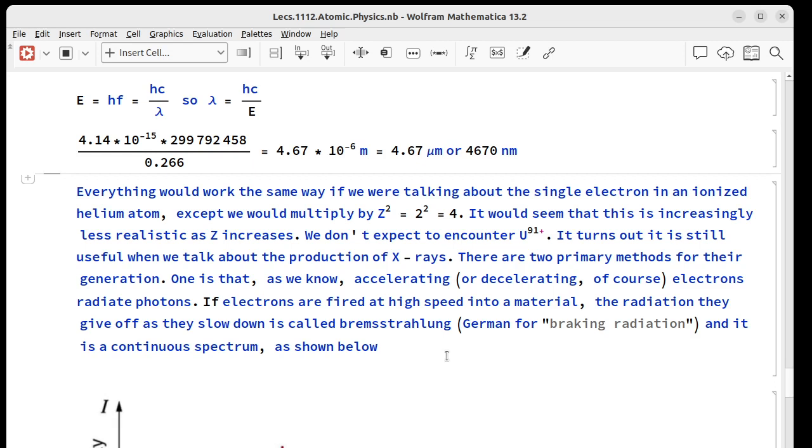If we fire electrons at high speed into a material, they will slow down because they interact with the atoms, and they give off a radiation that's called Bremsstrahlung, which is a German word that means braking radiation. And it's a continuous spectrum. You get the whole range of frequencies.